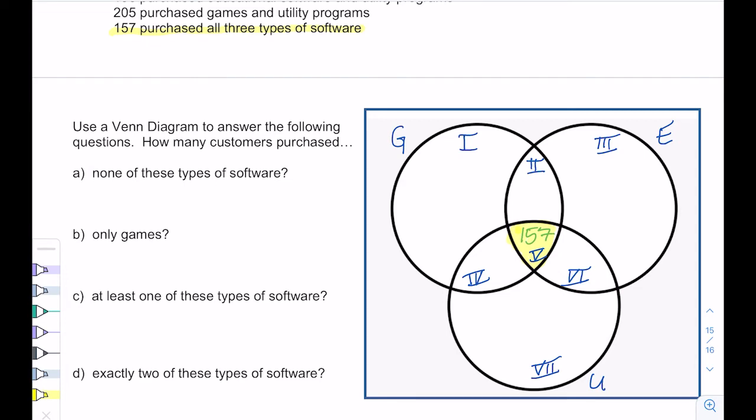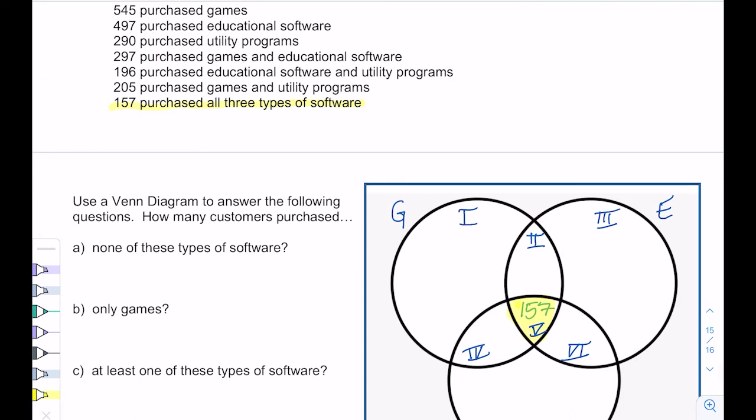So if I look here at region 2, region 2 represents the people that bought games and educational software. So that would be this part right here. So I know that those two regions, the green and the yellow, need to add up to 297. So to figure out region 2, I'm just going to take 297 minus 157. And when I do that, that's going to leave me with 140.